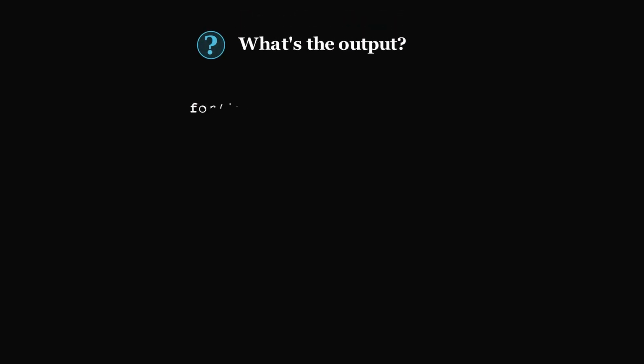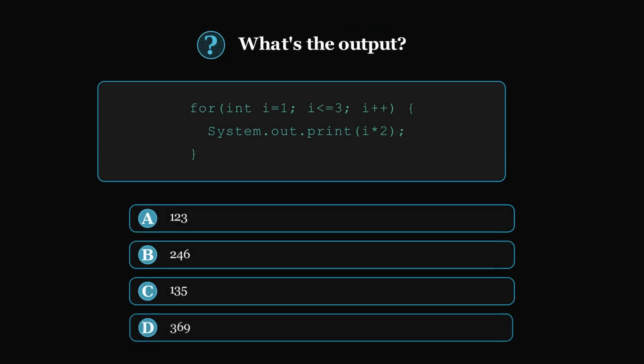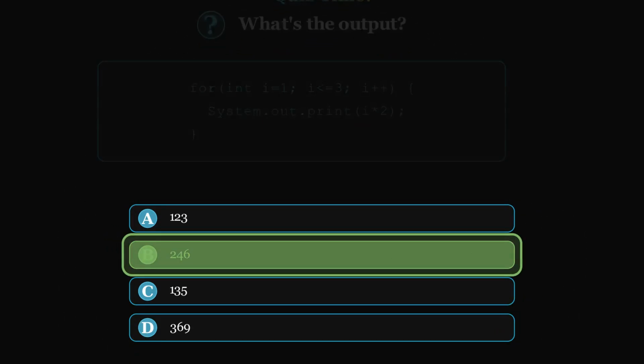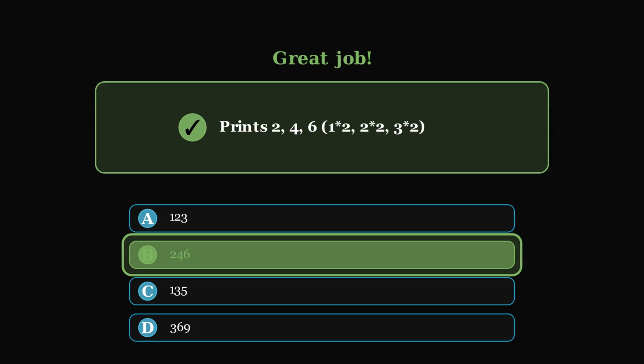What's the output? Which one is correct? The correct answer is prints 2, 4, 6, 1 asterisk 2, 2 asterisk 2, 3 asterisk 2.